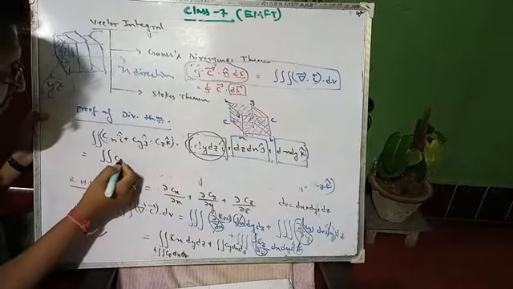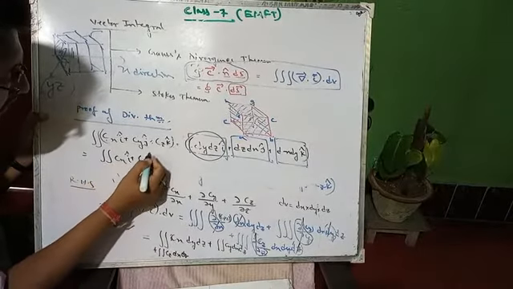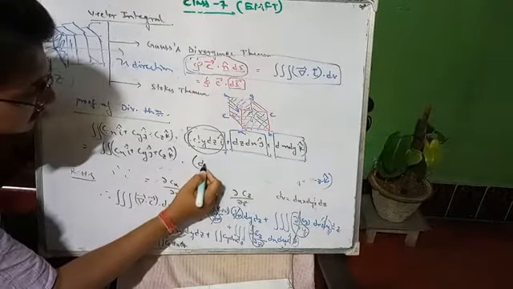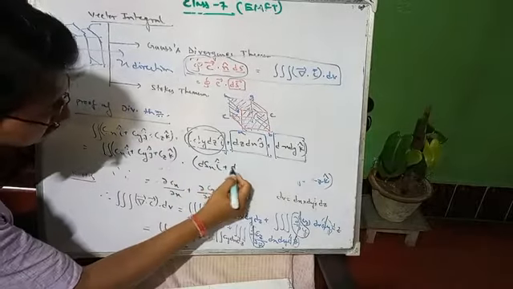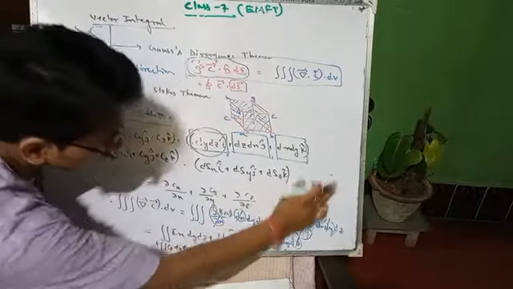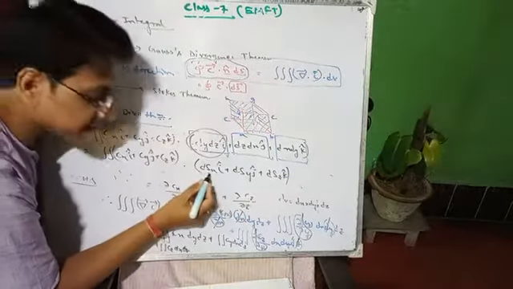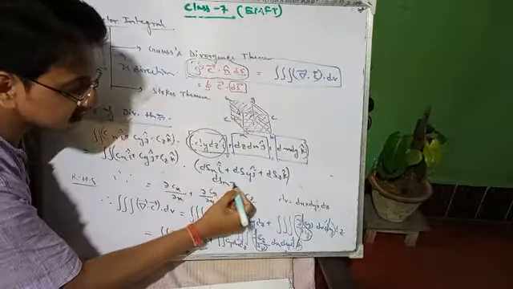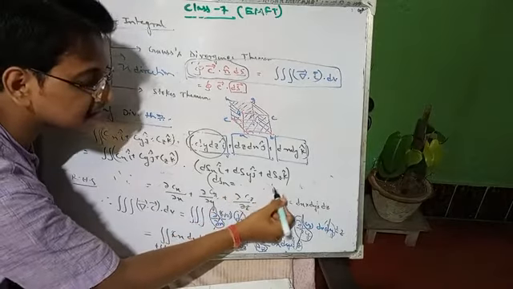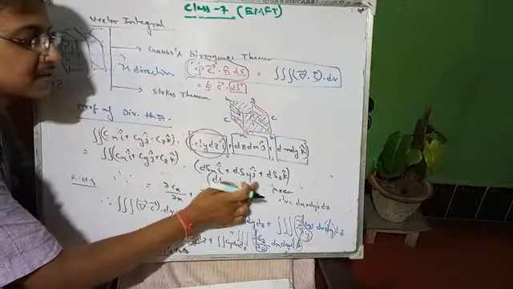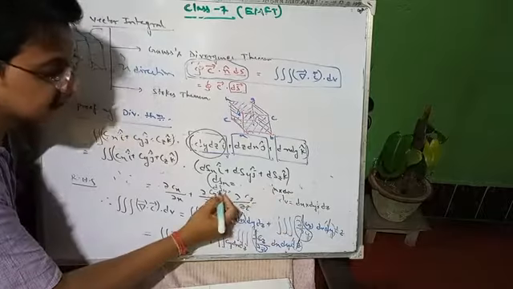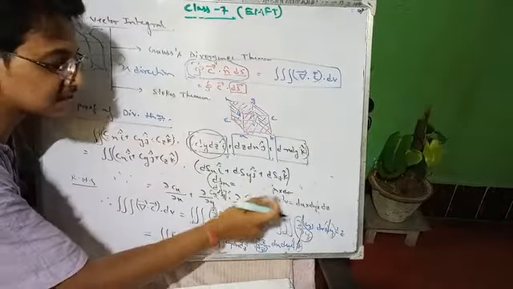So what will be your next line? Cx i cap plus Cy j cap plus Cz k cap, dot product with dsx i cap plus dsy j cap plus dsz k cap. So what do you mean by this concept? dsx means differential surface in the x direction. dsy means differential surface in the y direction. dsz means differential surface in the z direction.